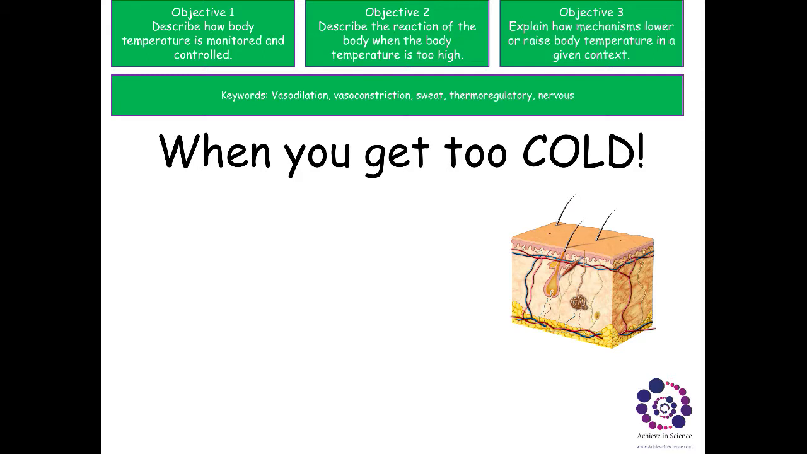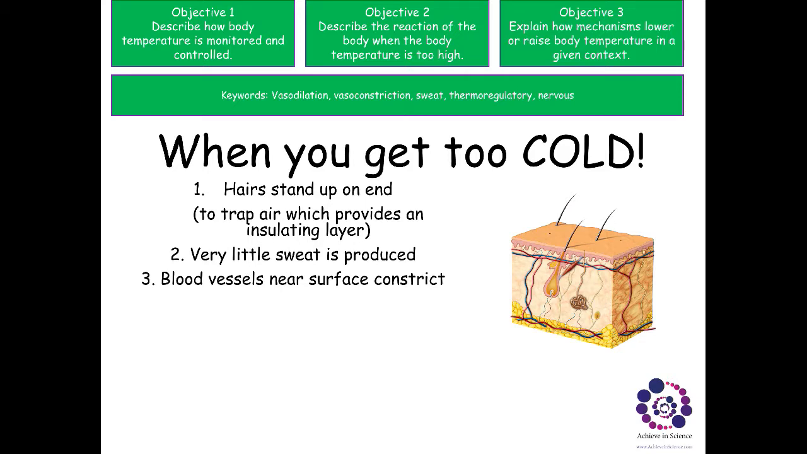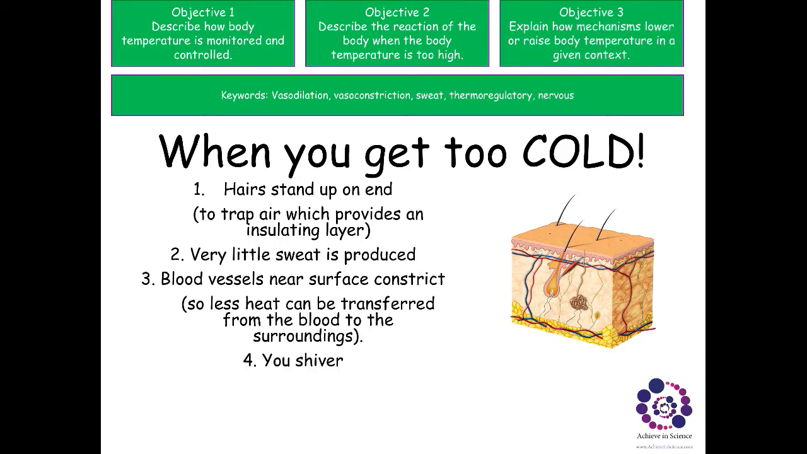So what happens when we get too cold? Well, when we're too cold, our hairs begin to stand up on end. This traps a layer of air which acts as an insulating layer, kind of like wearing a woolly jumper. You produce very little sweat. We don't want to be sweating, because that would allow heat to be transferred to the environment. We don't want blood flowing near the surface of our skin, so our blood vessels constrict, and so less heat can be transferred from our blood to the surroundings.